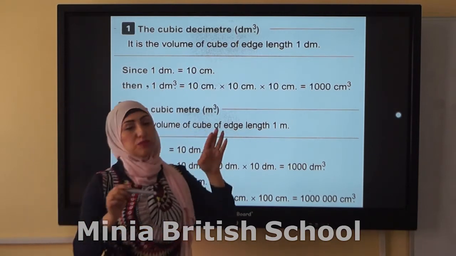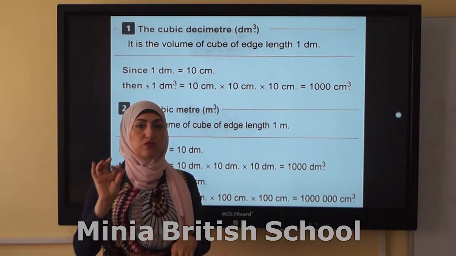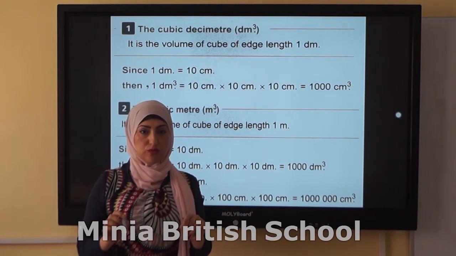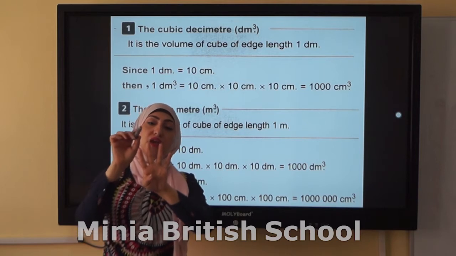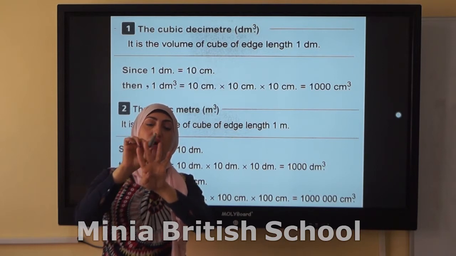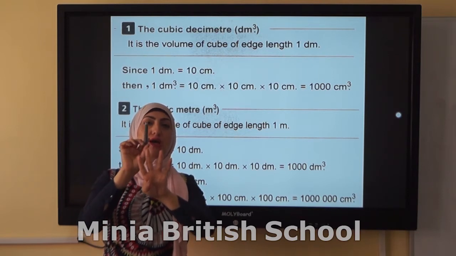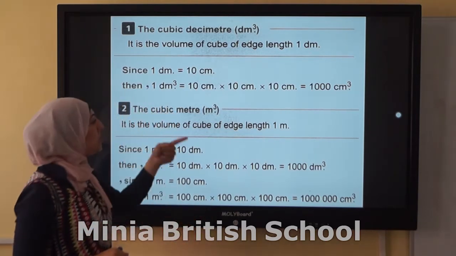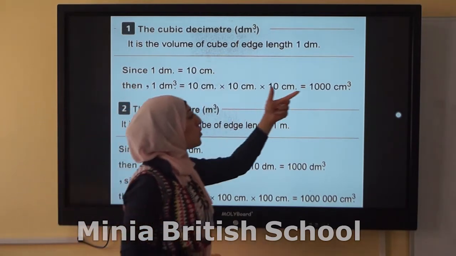If I'm talking about the volume, the cubic decimeter, that means it's multiplied by itself 3 times. Like here, this decimeter equals 10 centimeters, right? If I want the cubic decimeter, that means I multiply this 10 by itself 3 times: 10 times 10 times 10. So it would be 1,000. So 1 cubic decimeter equals 1,000 cubic centimeters.